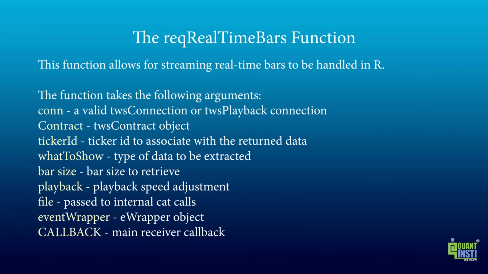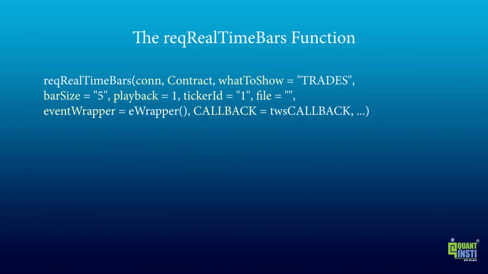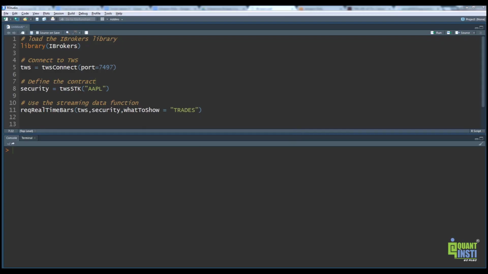This function allows for streaming real-time bars to be handled in R. The function takes arguments like the connection, contract, ticker ID, what to show, bar size, file, event wrapper, callback, etc. Let us now see how the real-time bars function works.